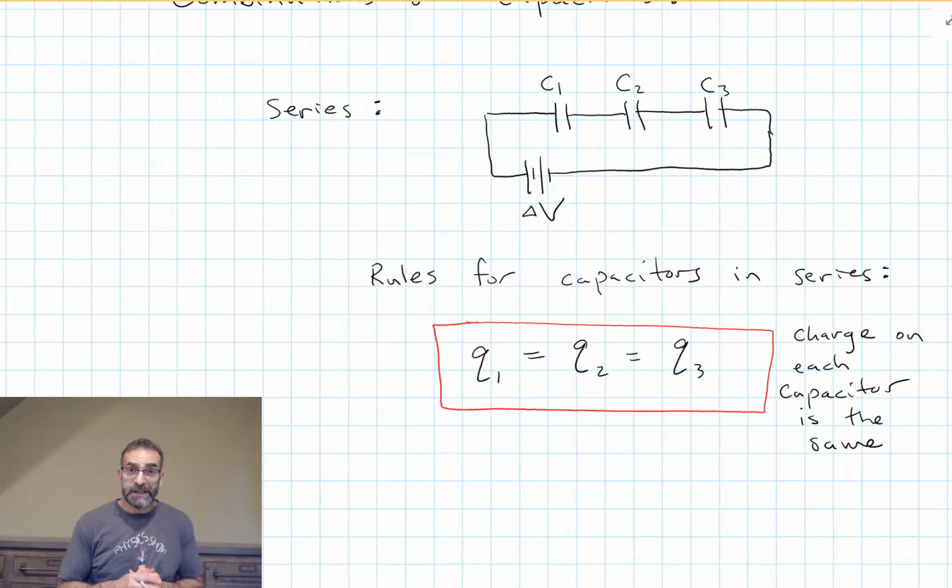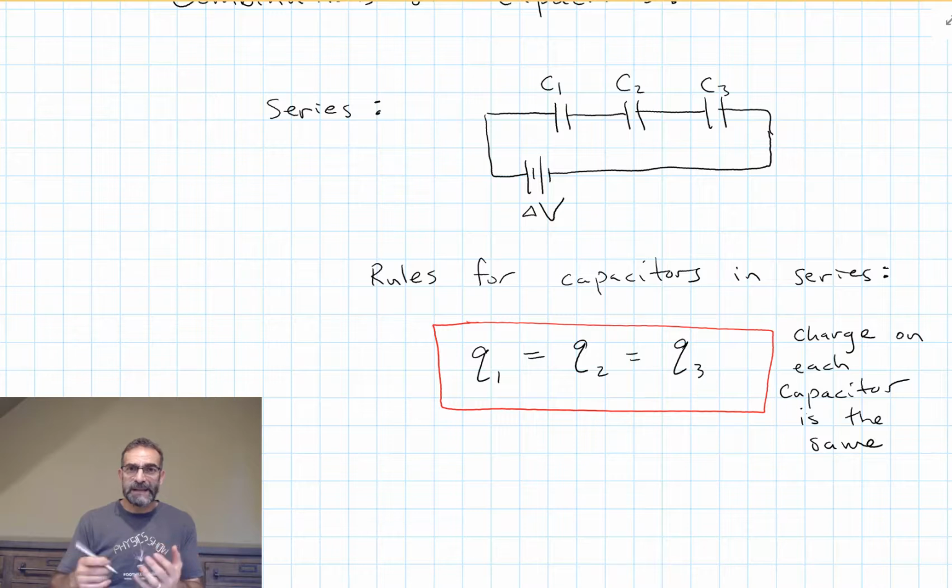The charge on capacitor C1 equals the charge on capacitor C2 equals the charge on capacitor C3. So the charge on each of these capacitors is going to be the same, even if these capacitors have different values for their capacitance. And the charge on each capacitor is equal to the total charge in the system. You might say to yourself, wait a minute, I've got 3 capacitors here. Each one has a charge Q. How could the whole system only have a charge Q available?